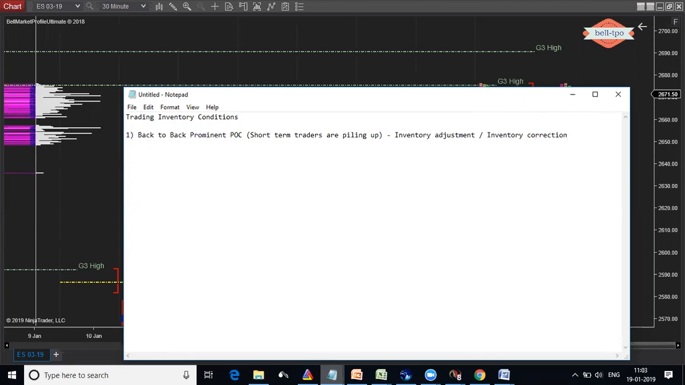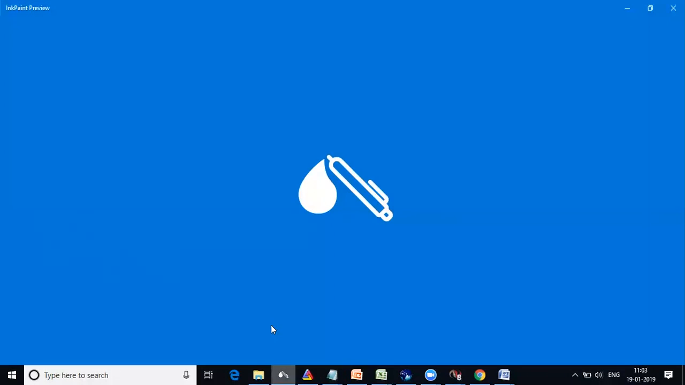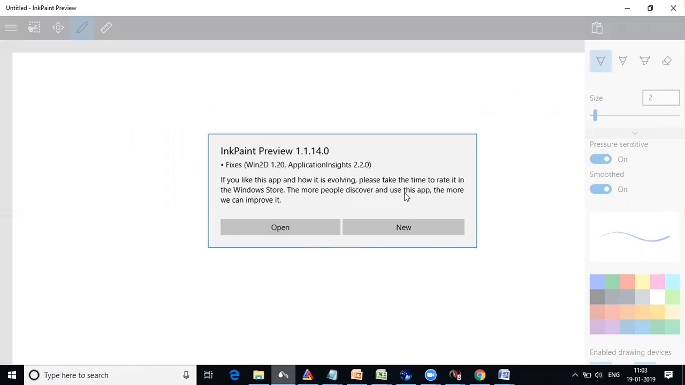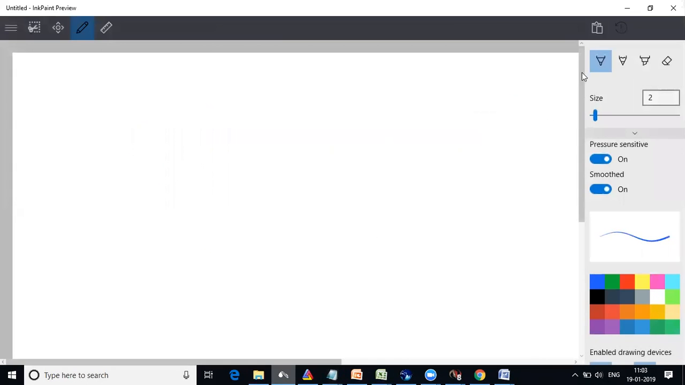Right. So back-to-back prominent point of control usually forms something like this. It forms a back-to-back prominent point of control on the long setup. So there'll be a lot of activity. The market has a lot of activity in this band. Right. It forms a PPOC. And one more back-to-back prominent point of control.